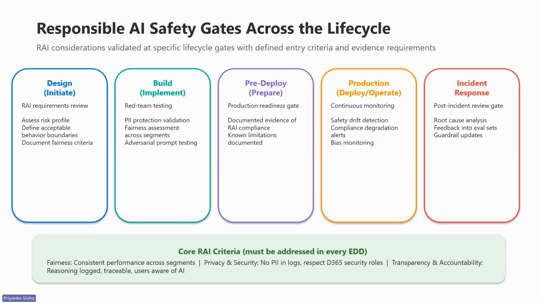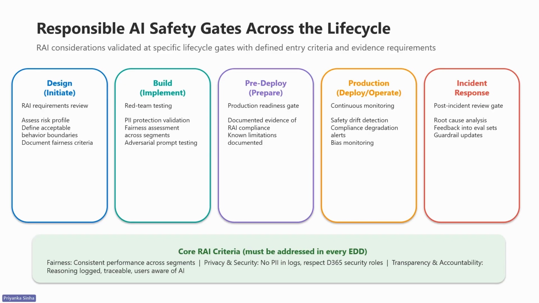And if you see here, during design you establish the RAI foundation, reviewing the requirements, assessing the risk profile, defining acceptable behavior boundaries, and documenting the criteria before development begins. And then in the build phase, the focus shifts to active testing. Let's say red team exercise, PII protection validation, fairness assessment across different user segments, and prompt testing. So these are a few things that need to be done during the build phase.